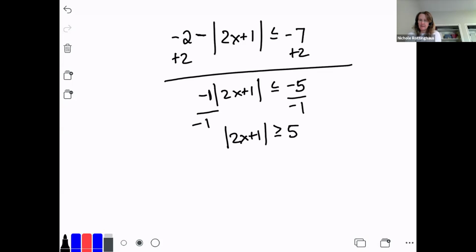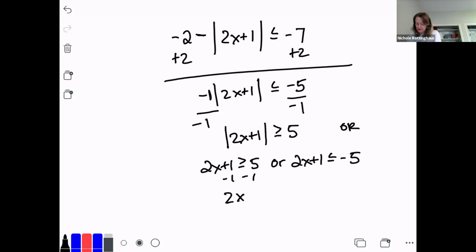Okay? So now it's a greater than. Greater than means it's an or. 2x plus 1 is greater than or equal to 5, or 2x plus 1 is less than or equal to -5.